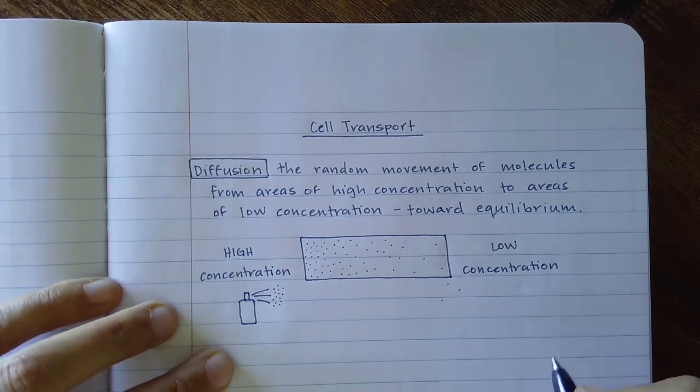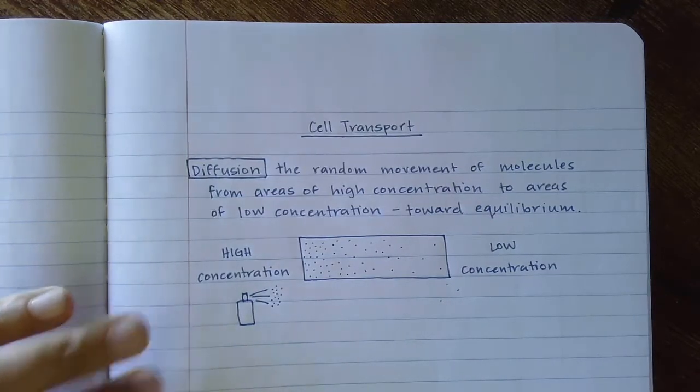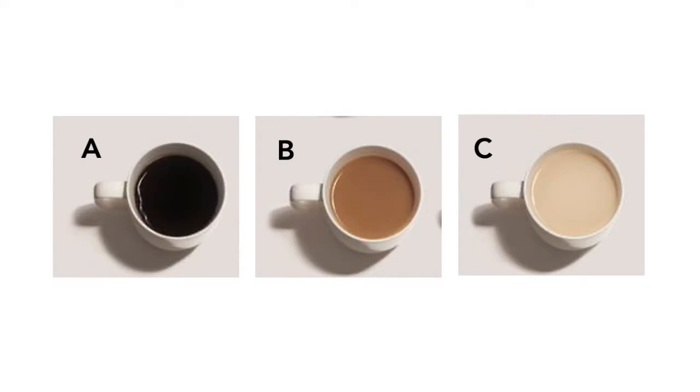So let's do a little bit of practice, just picking which has the higher concentration. So which tea drink has the highest concentration of milk? Tea drink C is the lightest in color, which means that there's more milk molecules in that teacup than in the other teacups. So C has the highest concentration.